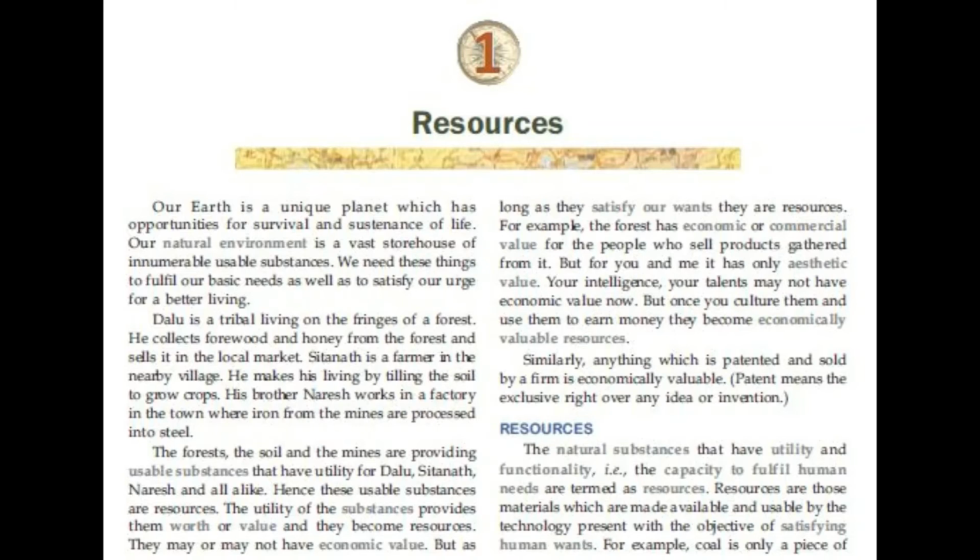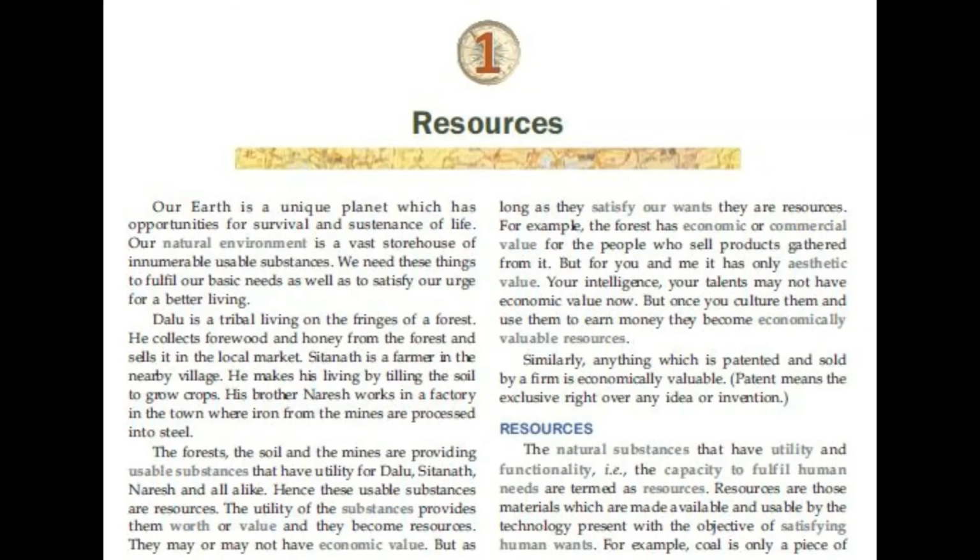So economic value, what does it mean? Economic value is a calculator of the profits an asset has either produced or may produce in future. It means economic value is when, by exchanging a particular thing or material, we get money. So that particular thing has economic value. So how will you define resources?